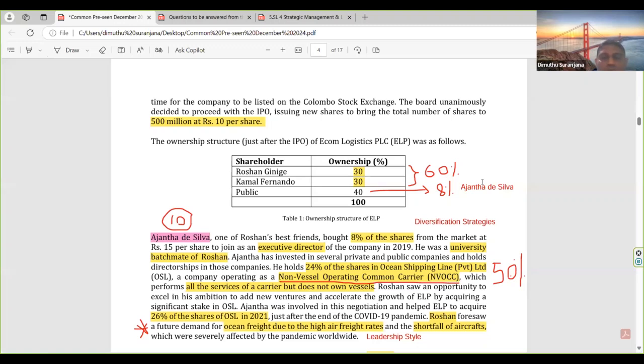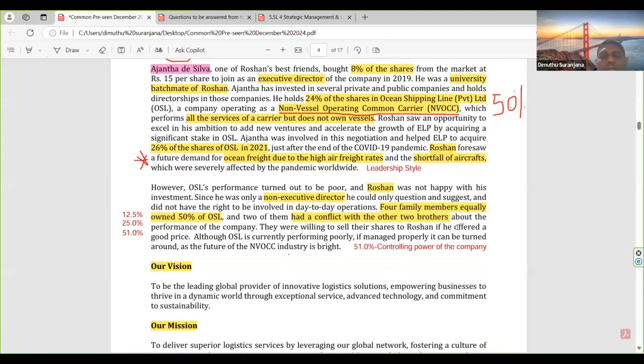Roshan saw a future demand for ocean freight due to the high air freight rate and the shortfall of aircraft. So he saw that there will be demand for ocean transportation. It was severely affected by the pandemic worldwide. Right. So this is again some information about leadership style.